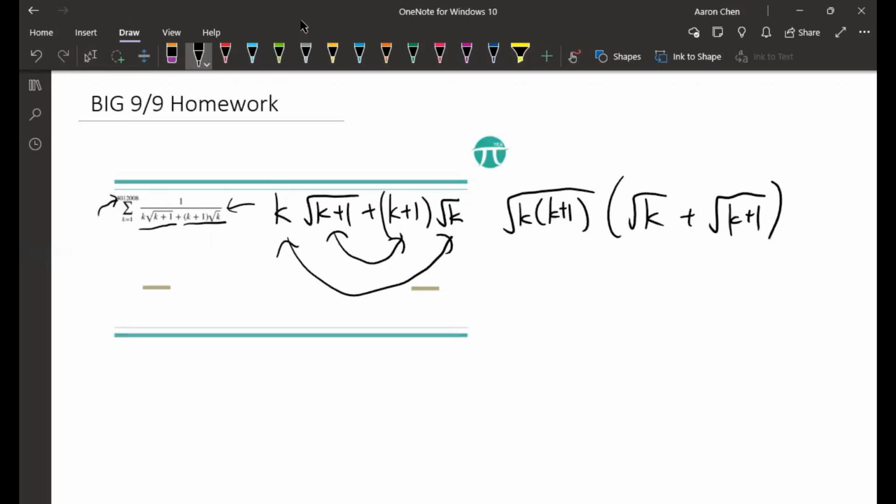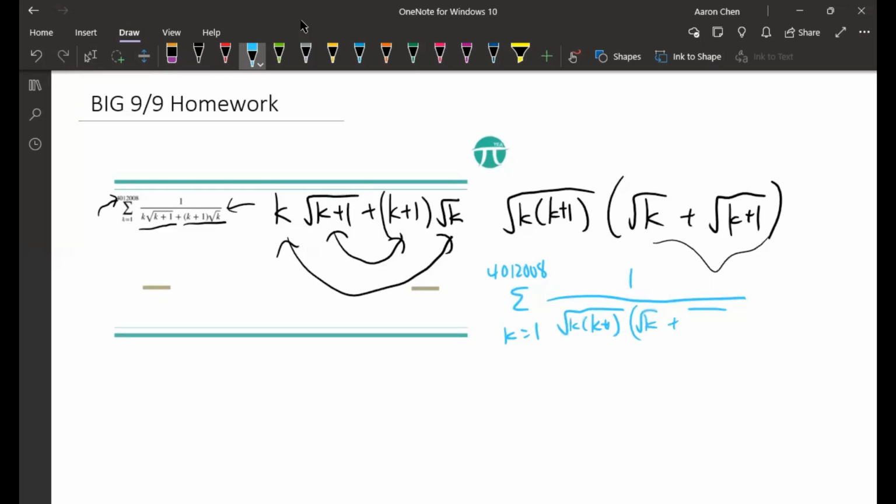And this looks like a good step for telescoping, solely because you have the sum of just some square roots now. And so this is just 1 over. So you're now trying to find the sum from k equals 1 to 4,012,008 of the reciprocal of the square root of k times k plus 1 times the square root of k plus the square root of k plus 1.